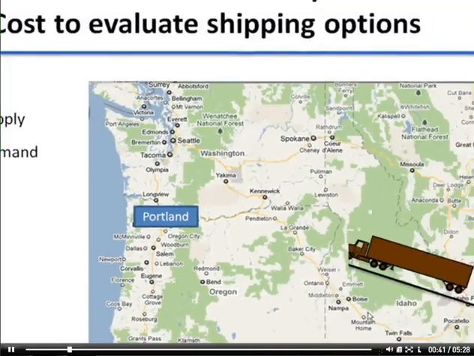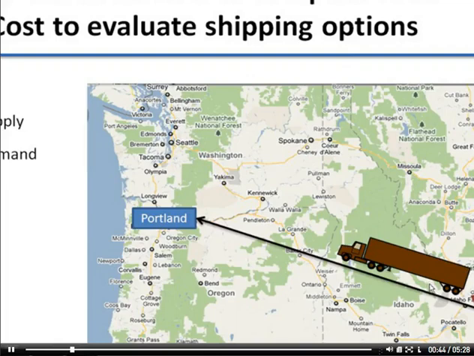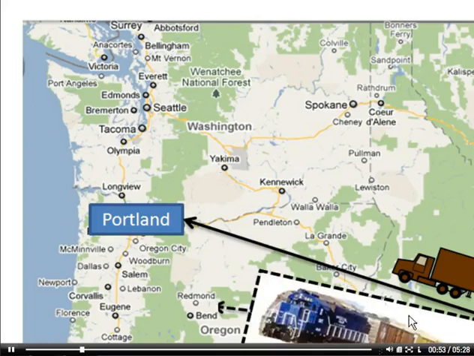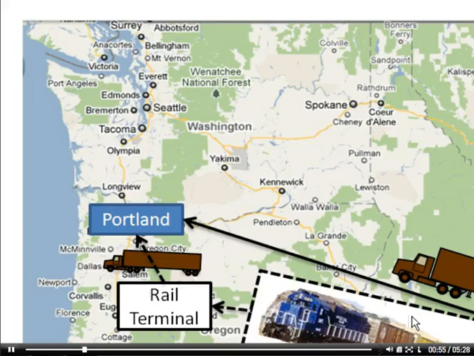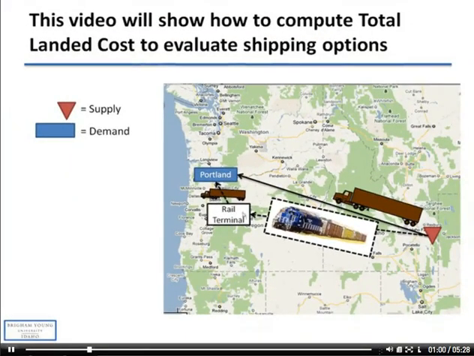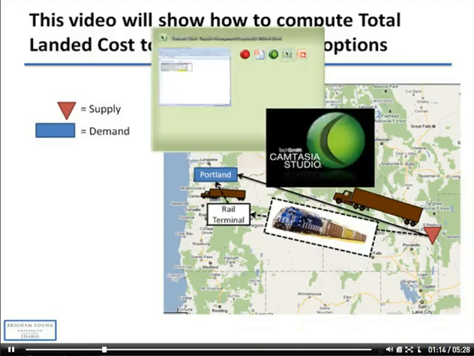The first option is to ship via truck, where we load all the material onto full truckloads and ship from Rexburg to their final destination in the Portland area. The second option is to use a multimodal solution where we ship in bulk via rail or train to a rail terminal in the Portland area, and then have the material unloaded onto trucks and shipped via truck to the final destination. To evaluate these two options, we're going to jump over to Excel.